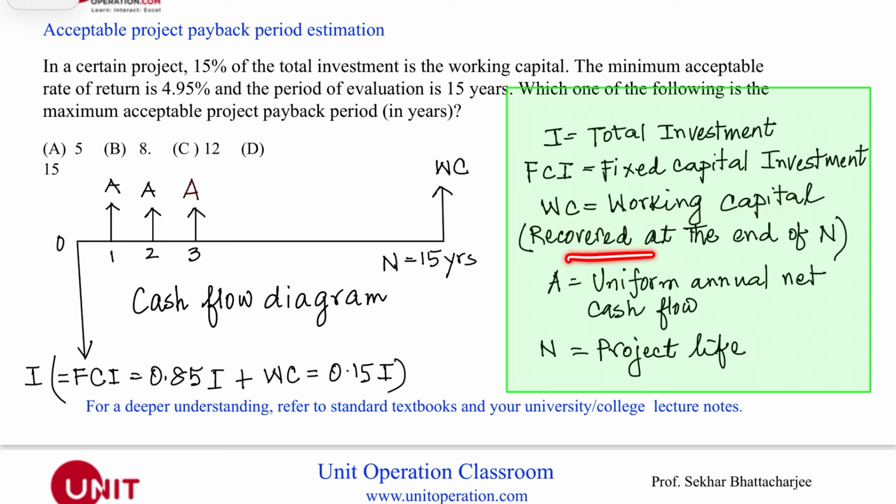Normally, this is recovered at the end of the project period. We'll see what working capital is. And A is the uniform net cash flow. That means every year we'll be getting this net amount every year, in years 1, 2, 3, 4, 5, 6. Since 15% of the total investment is the working capital, the working capital is 0.15I and therefore the fixed capital investment is 0.85I.